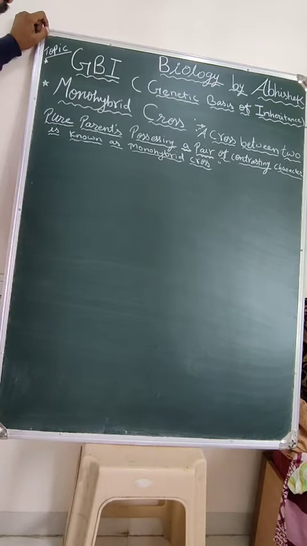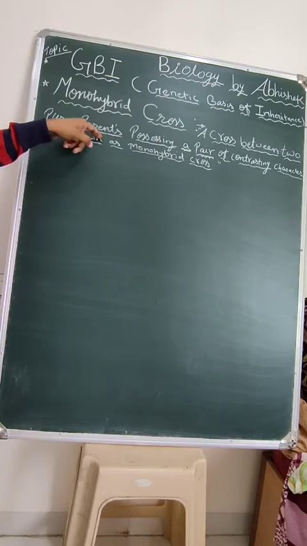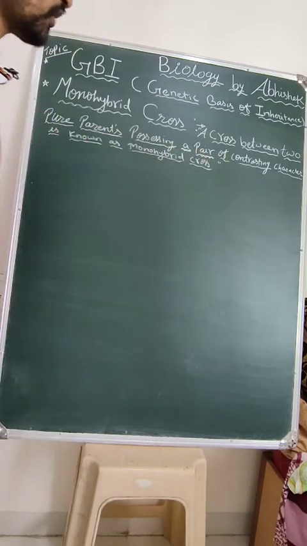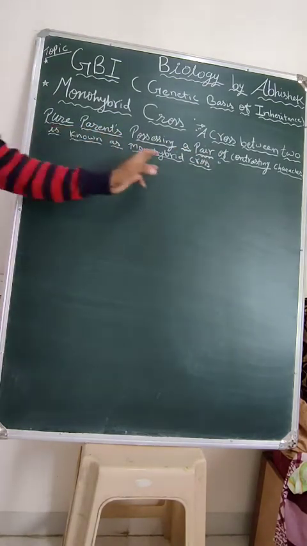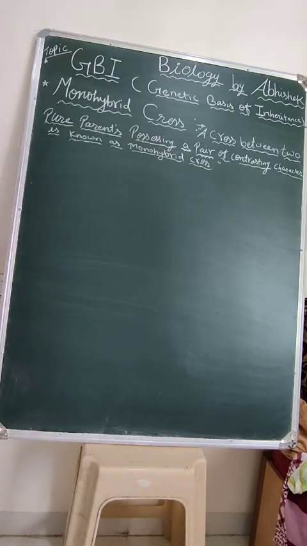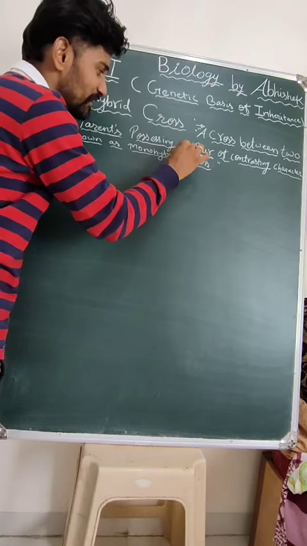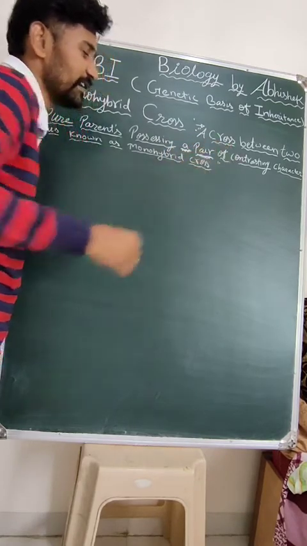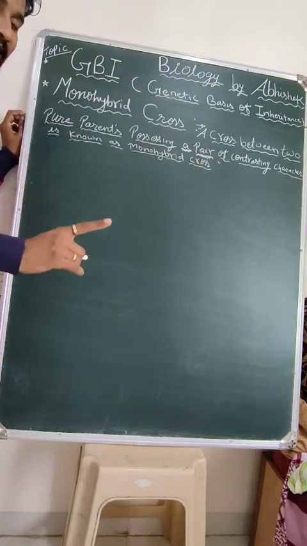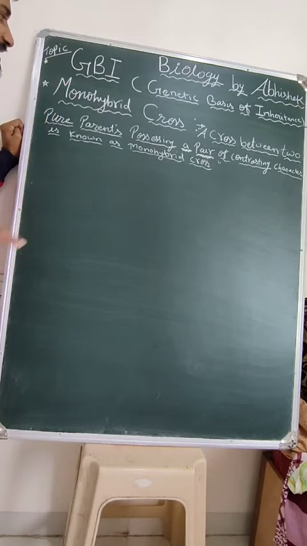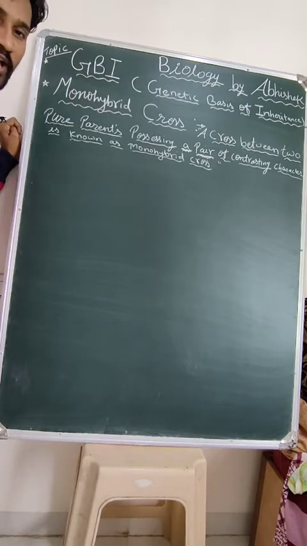What is the definition of monohybrid cross? A cross between two pure parents possessing a pair of contrasting characters is known as a monohybrid cross. It means that to perform a monohybrid cross, we use only a single contrasting character. हम एक ही character use कर रहे हैं और उससे monohybrid cross.